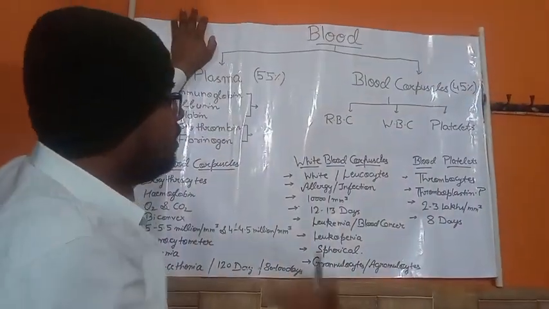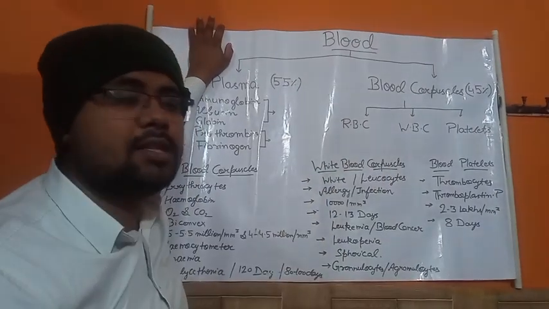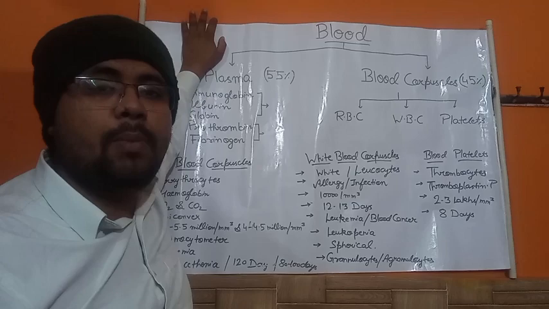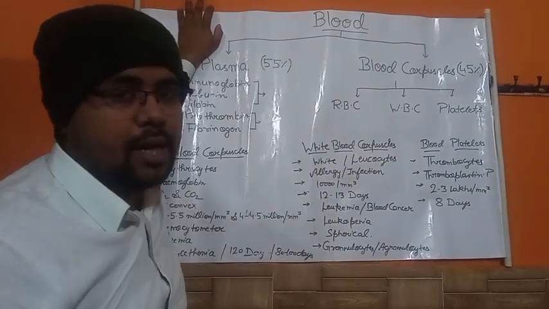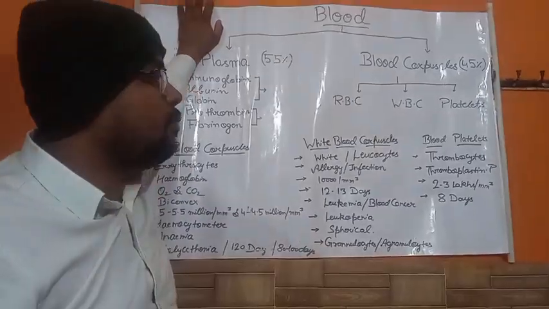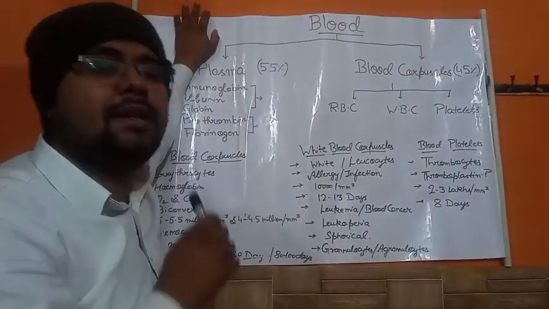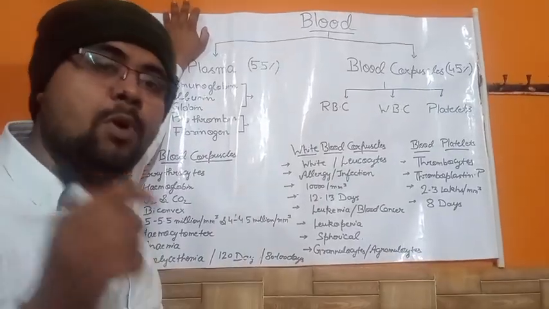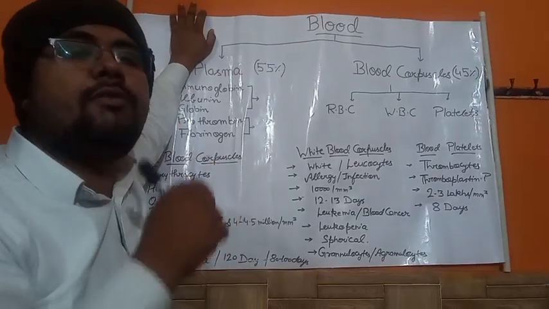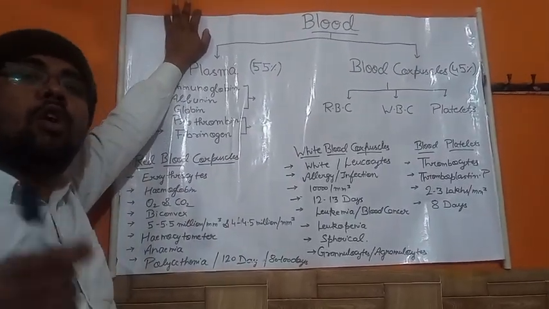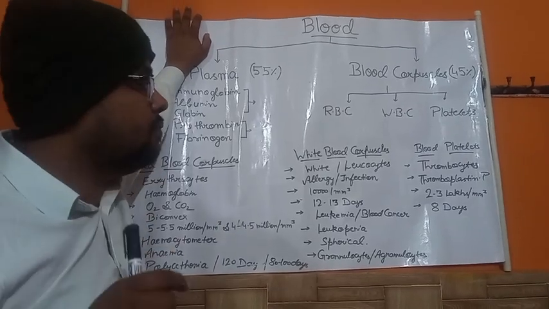Okay, after that, the last point is blood platelets. What are blood platelets? The scientific name of blood platelets is thrombocyte. In blood platelets, the protein thromboplastin is present, which is responsible for the coagulation of blood. The main function of blood platelets is clotting the blood.